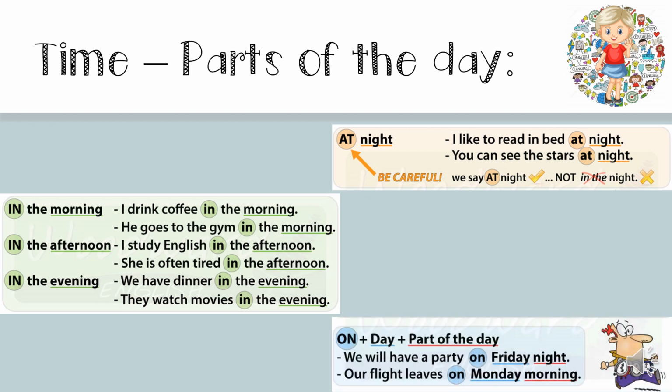Then the preposition on, with a day and a part of the day. So you will use a day of the week and any part of the day. For example, we will have a party on Friday night, day of the week, Friday, part of the day, night.